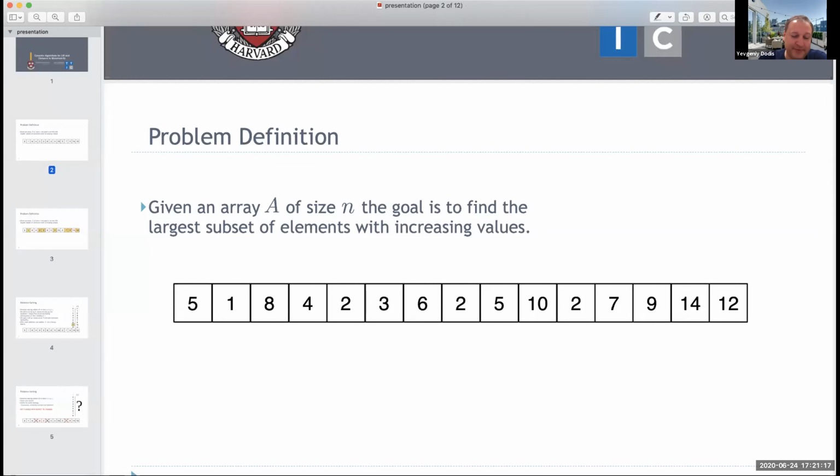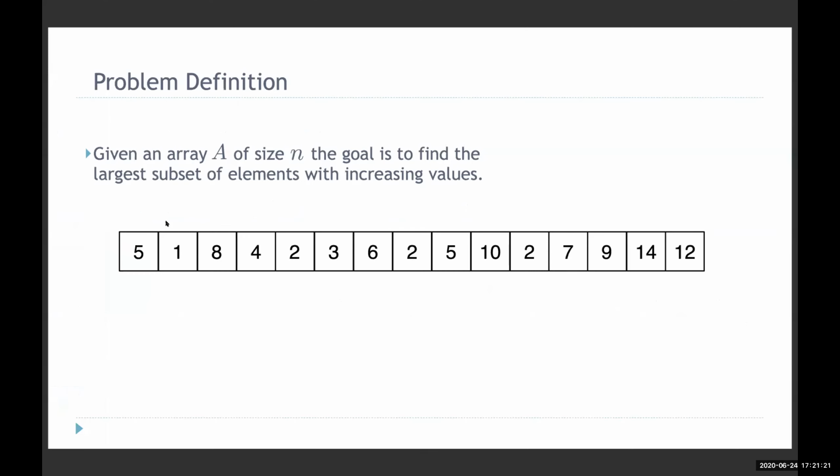Yeah, go ahead. Okay, so here's the problem definition. It's very simple. There's a sequence of numbers on the screen. We would like to find a subset of elements that is increasing. The maximum of this subset is the longest increasing subsequence. And the dual of this problem is distance to monotonicity. Basically, the smallest number of elements that you have to remove such that the remainder is increasing.